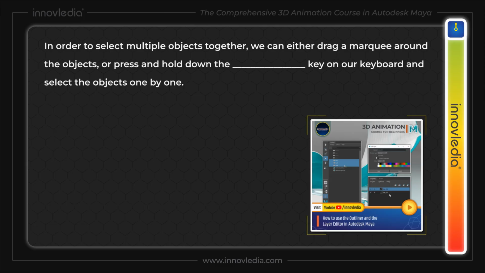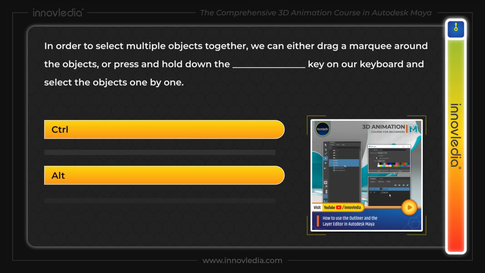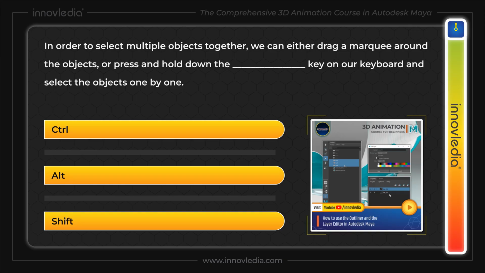In order to select multiple objects together, we can either drag a marquee around the objects or press and hold down the dash key on our keyboard and select the objects one by one. The options are Control, Alt, Shift. Your time starts now. And the correct answer is Shift.